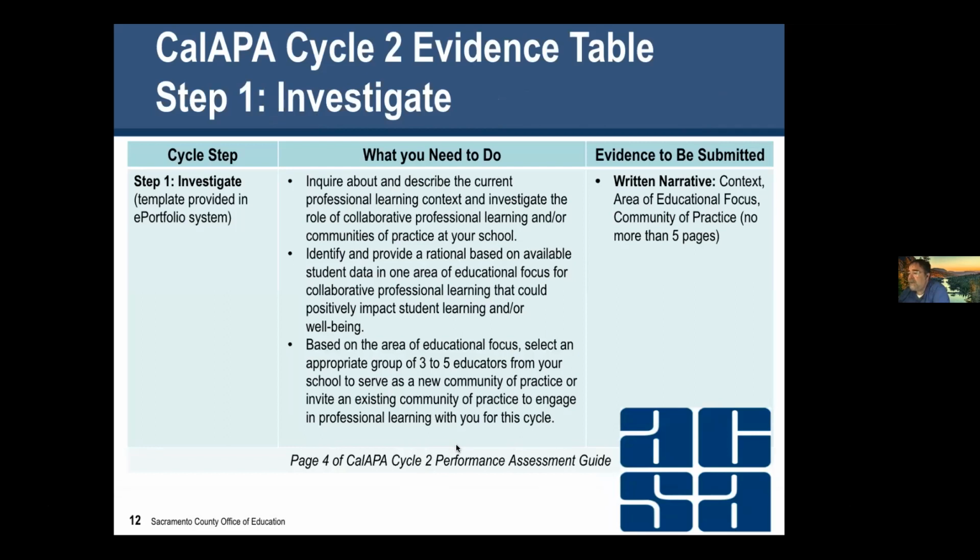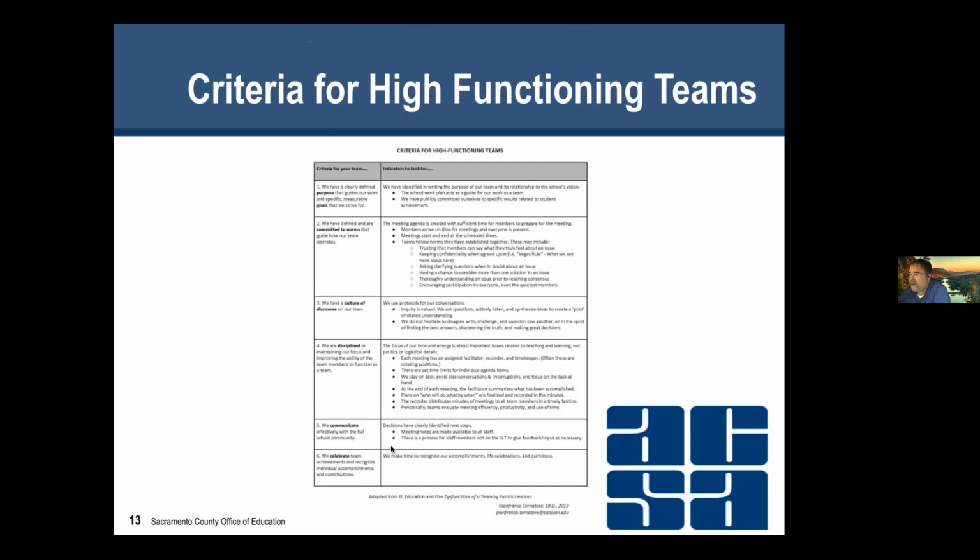All right, so let's talk about step 1. Step 1 is the easiest. What they're really doing is they're asking you to investigate your current state of professional learning and collaboration. All right, this is evaluative in nature, just like in Cal APA 1, they asked you what your school's mission and vision was, and they wanted to know if you guys were fulfilling that, right? Here, they also want to know what your actual state of collaboration and professional learning is at your site.